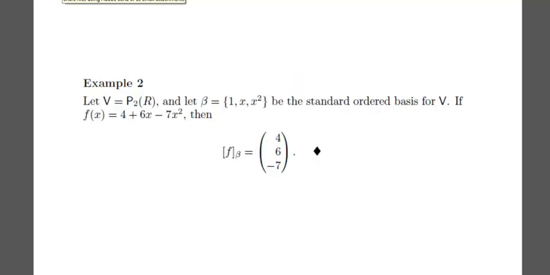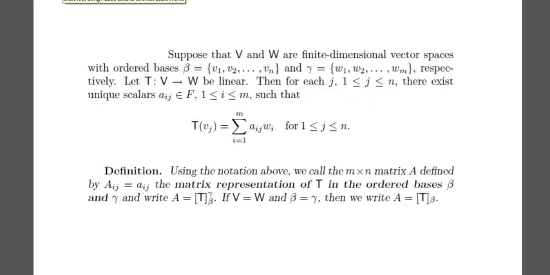For example, suppose your V is equal to P2(R), then beta, the standard basis, is equal to 1, x, x square. Now f(x) is equal to 4 plus 6x minus 7x square. So this is 4 into 1 plus 6 into x minus 7 into x square. So the coefficients are 4, 6 and minus 7, which are written column wise. So [f] beta is equal to 4, 6 and minus 7.